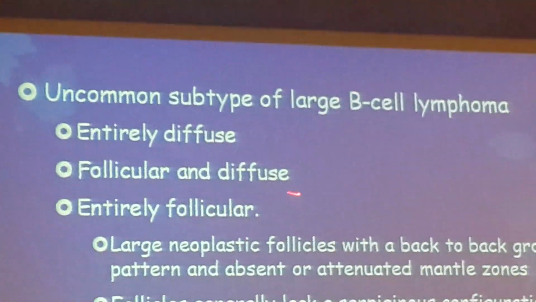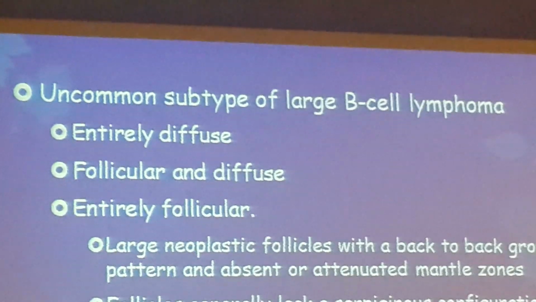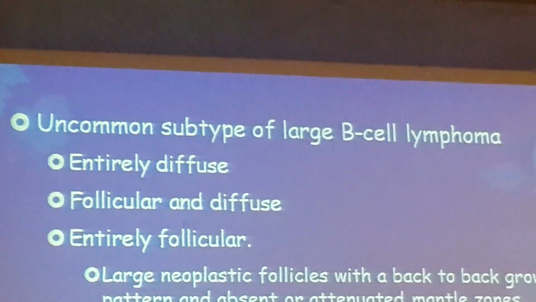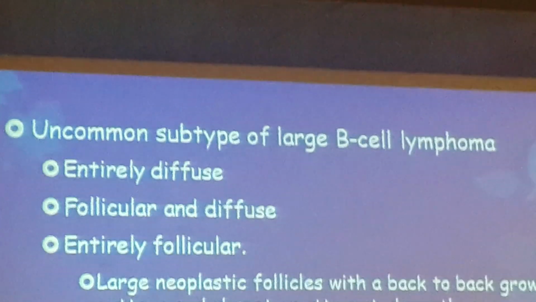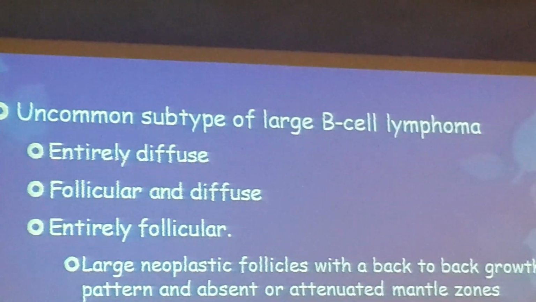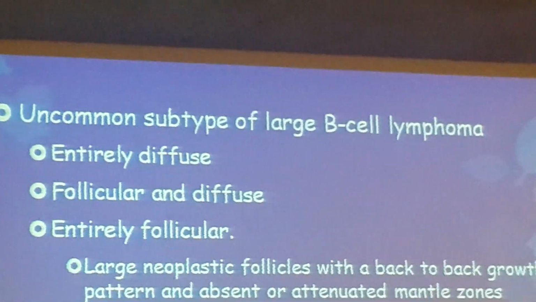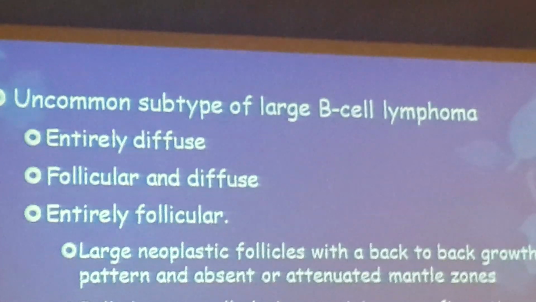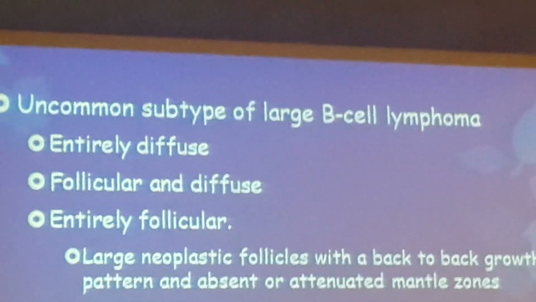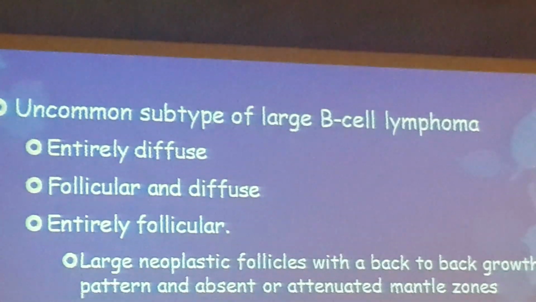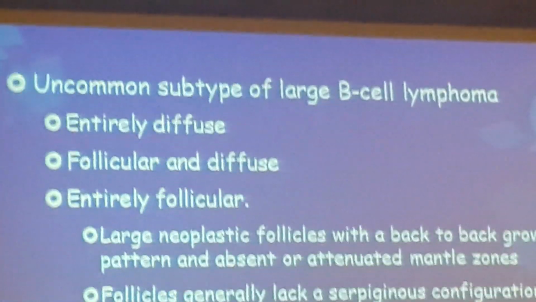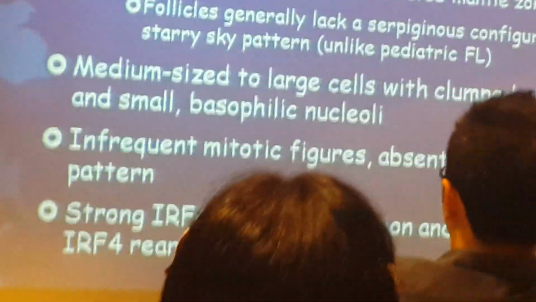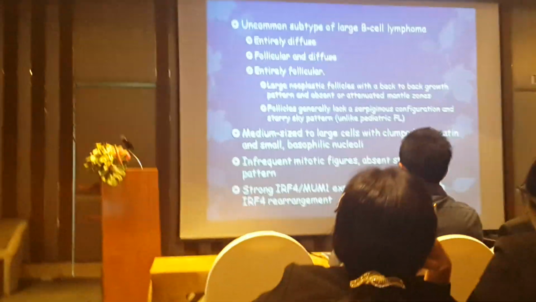In the follicular form, as I said, it can be either diffuse or follicular, and in the purely follicular form, they have these large neoplastic follicles quite similar to that of pediatric follicular lymphoma, except that in general they are not so serpentinous, not so geographic in configuration. They tend not to have this starry sky appearance that you tend to see in pediatric follicular lymphoma. Otherwise, they tend to look like large cells and therefore really can look like pediatric follicular lymphoma, which tends to be a high-grade morphology anyway.